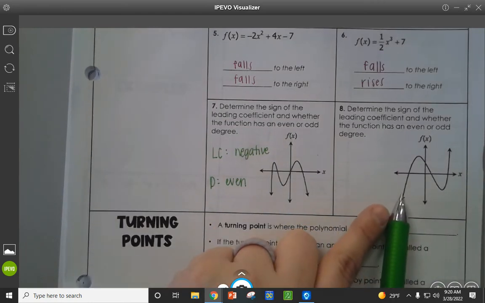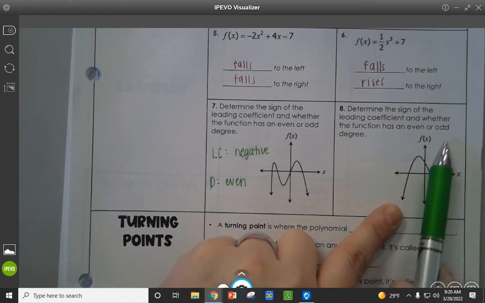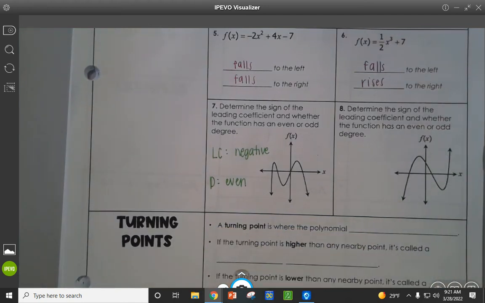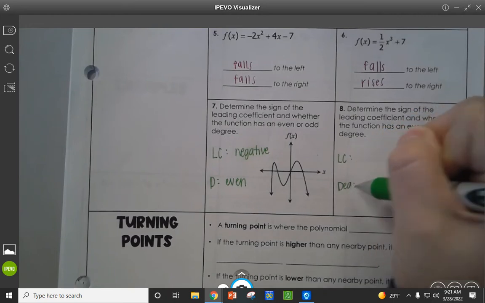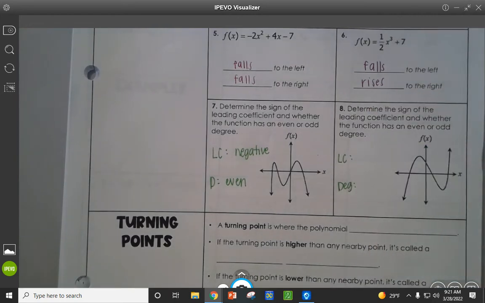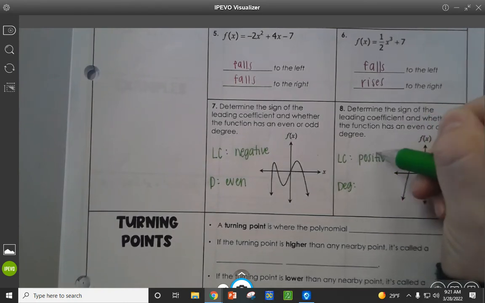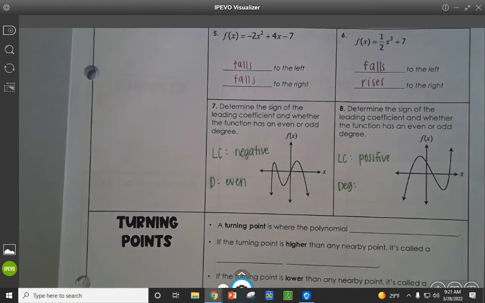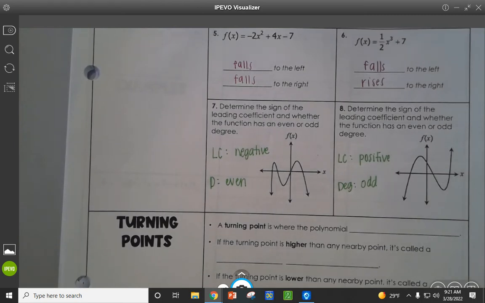Number 8, the left arrow is pointing down, but the right arrow is pointing up. So look at your chart to see where we have left is down, right is up. Is the leading coefficient positive or negative? Positive. Is the degree even or odd? Odd. Are there any questions?